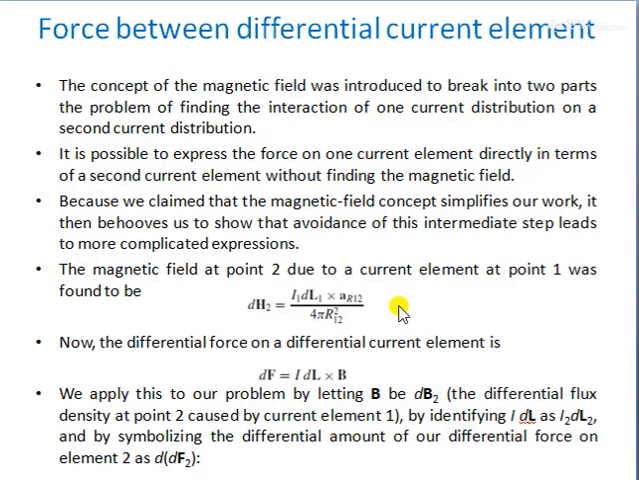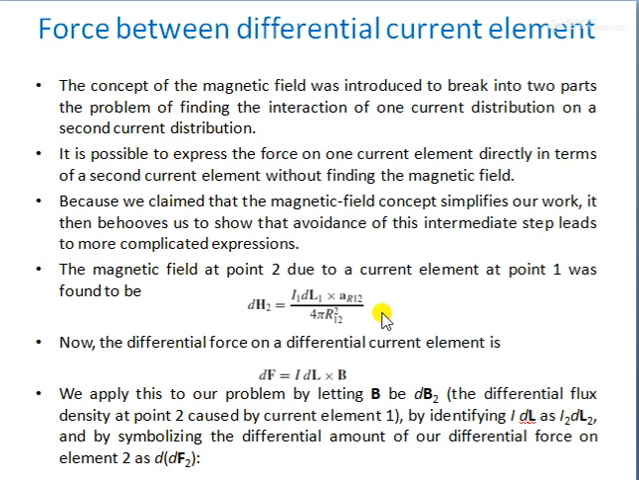Hello students, in the previous lecture we have studied about the force on the differential current element. Now we'll discuss the force between the differential current elements. While discussing the electrostatic field, we have studied that a point charge exerts a force on another point charge separated by distance r. This we know.